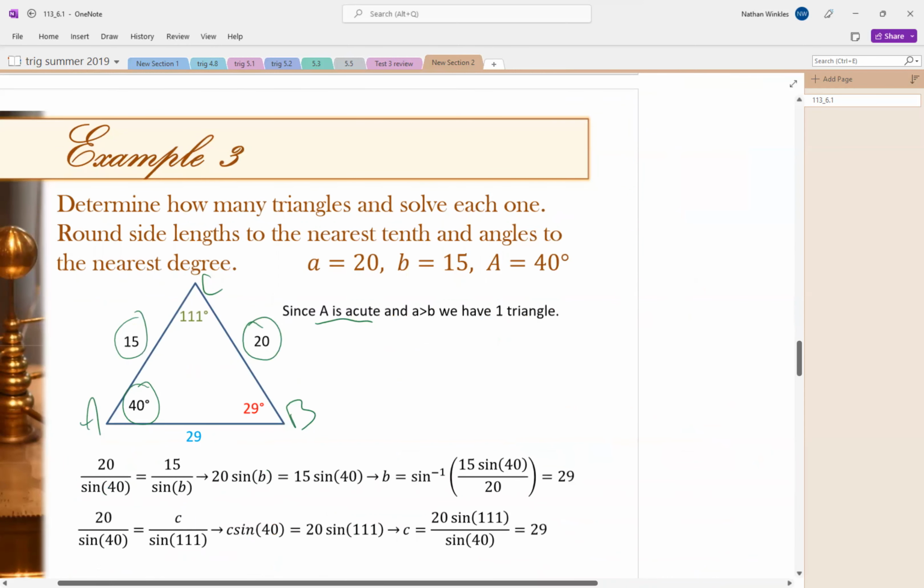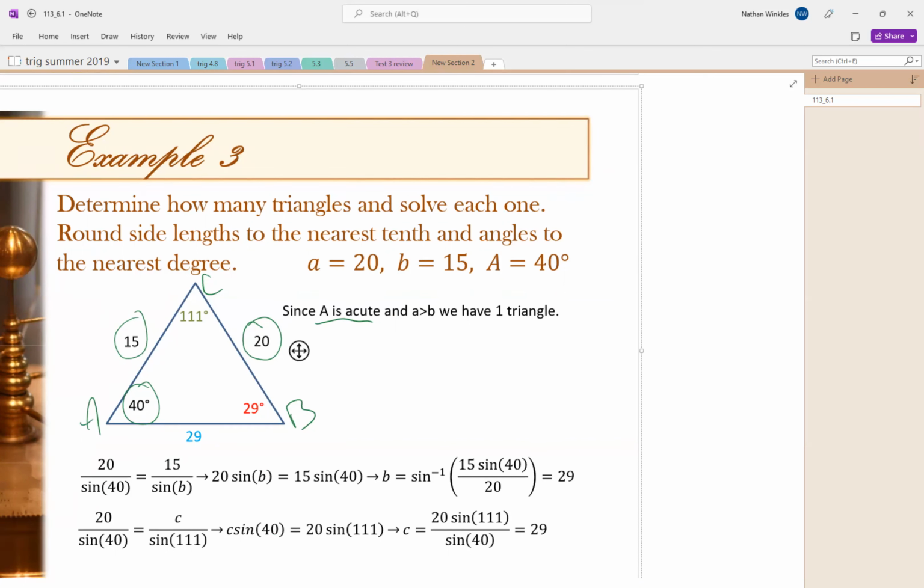We know enough of our conditions that we can find angle B first. So 20 over sine 40 is equal to 15 over sine B. That means 20 sine B is equal to 15 sine 40. So angle B is equal to inverse sine of 15 sine 40 over 20. Keep in mind, all of our normal inverse sine rules still apply. We have to make sure we're in the right domain, the right quadrants and everything. So angle B is equal to 29 degrees.